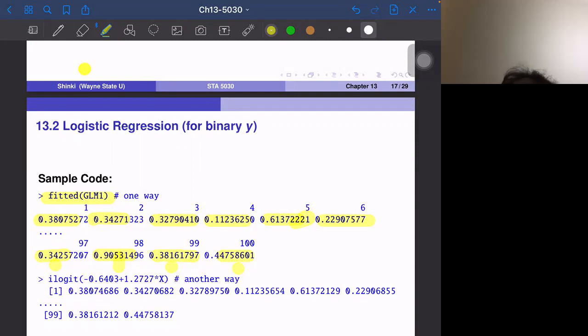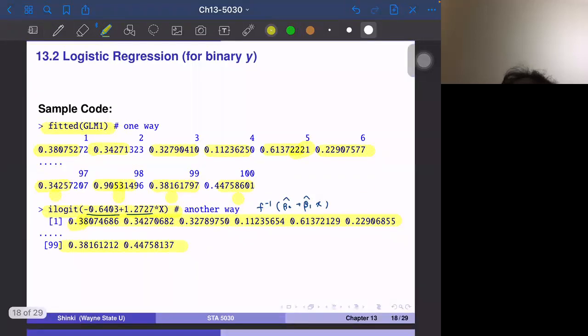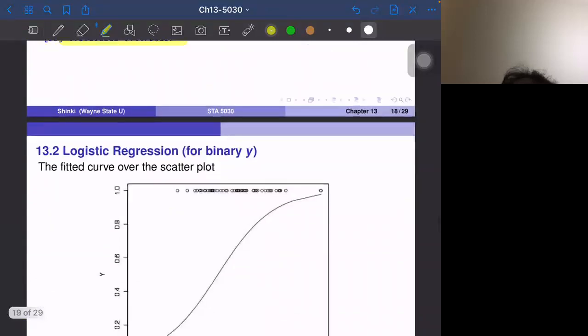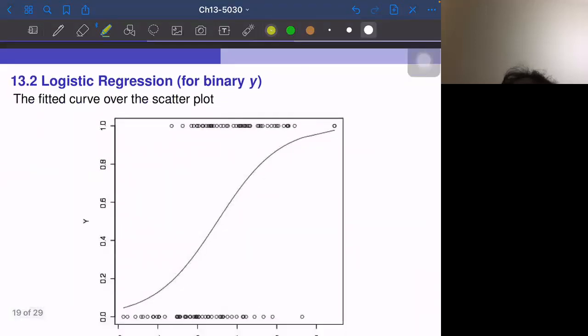These probabilities can be calculated by this ilogit function. ilogit is F inverse, applied to beta naught hat plus beta 1 hat X. If we plug in all 100 X values, we can exactly get the same numbers. So we have two different ways to get fitted values: one from the automatic way, and the other from scratch.